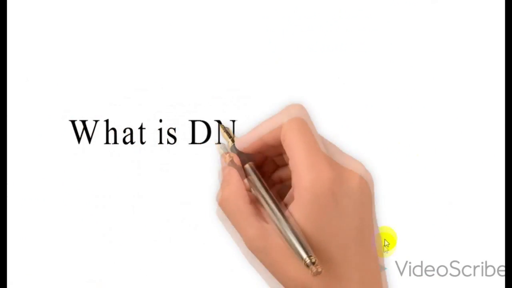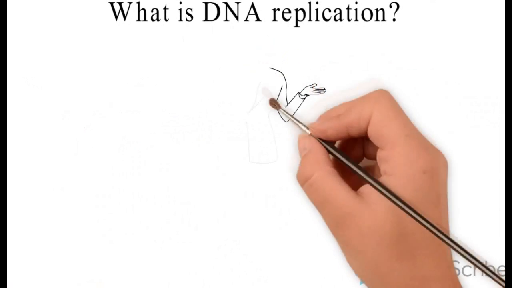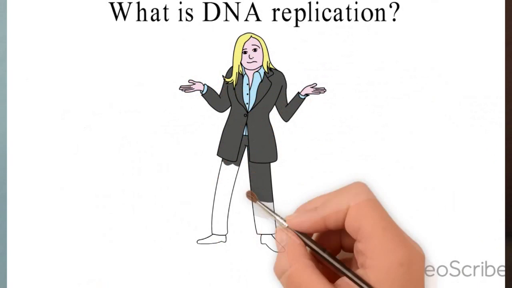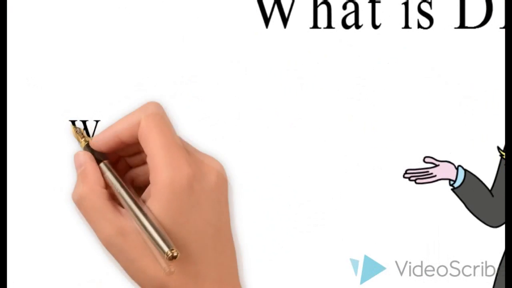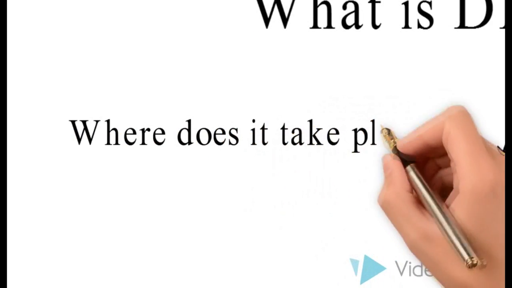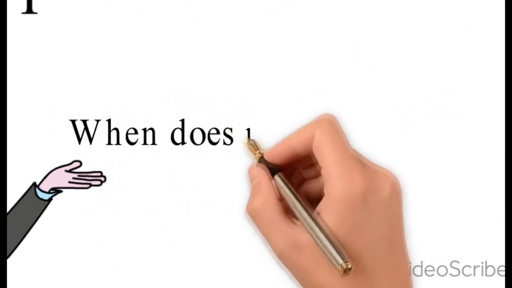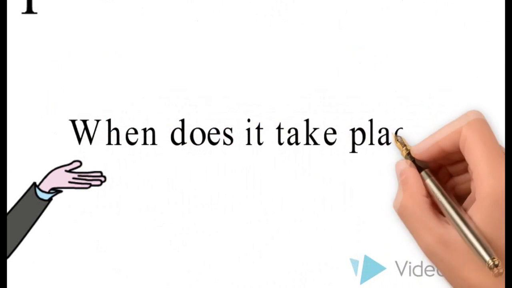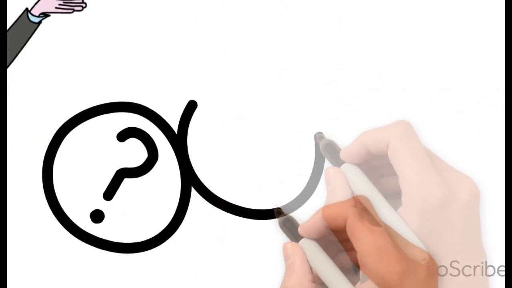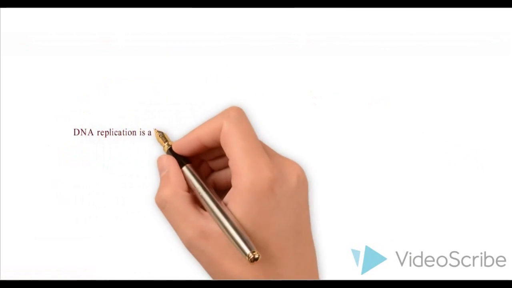So let us start our lesson with brainstorm questions, such as: what is DNA replication? Take a time to think about that. The first question is: where does it take place? And the second question: when does it take place? These questions help you to remember previous lessons, which are necessary for today's lesson. Let's answer the previous questions.